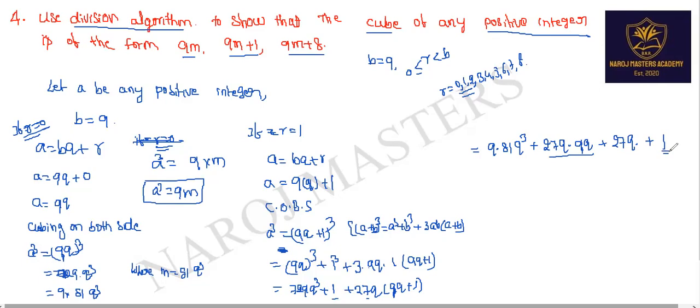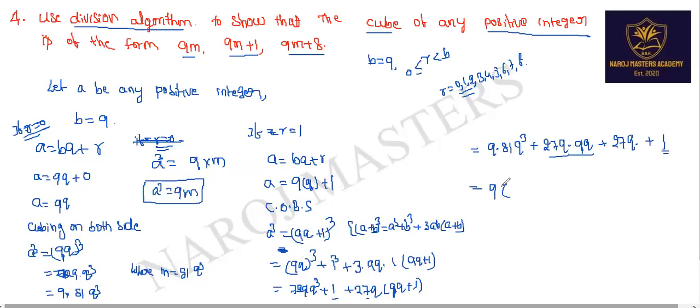Okay, this plus 1. After that, take the 9 common from these three. So 9 into, take 9 common here, 9 into 81 q cube plus, if I take 9 common, 27q into q is 3q square, plus, if I take 9 common here, 3q plus 1. Now assume this whole term is m.